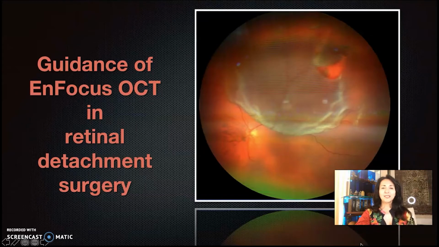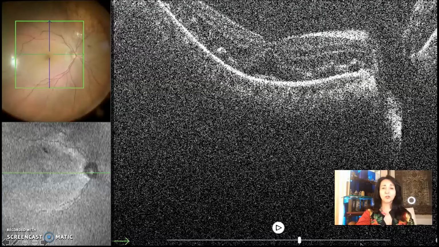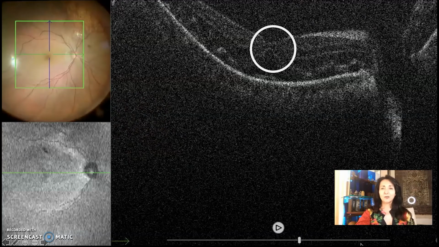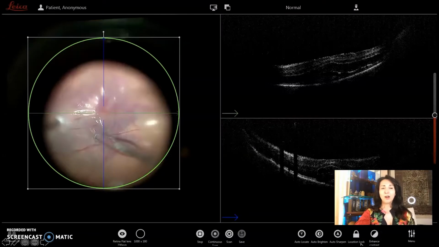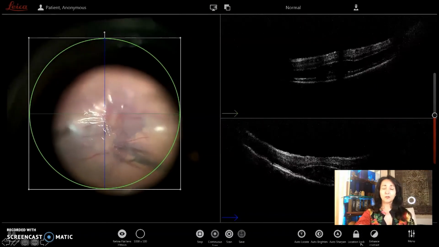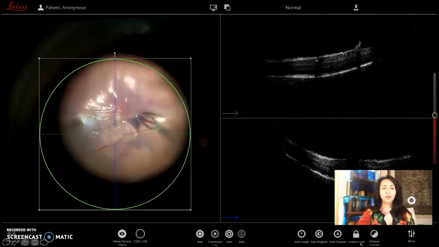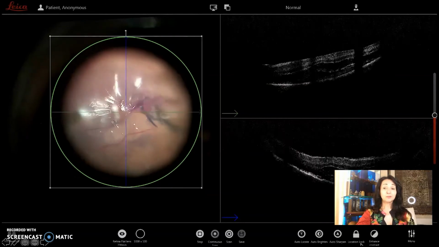What about retinal detachment surgery? Well, besides looking if there is PFCL left under the fovea, you can decide whether to peel or not to peel the ILM. In this case, the thickness of the fovea was so little that I decided not to touch the ILM in order to prevent an iatrogenic macular hole. While in a case like this, the fovea looked thick enough, I could see folds, radial folds, so I decided to move on and peel the ILM.